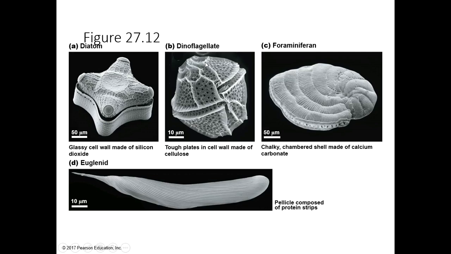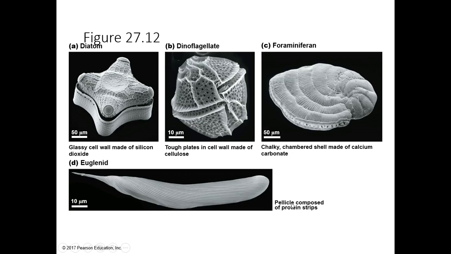Dinoflagellates, these ones that can produce some problems, have cellulose plates that make up the outside of the dinoflagellate, again for strong protection. You can also see chalky chambered shells made up of calcium carbonate. In this case, similar to a shellfish in the foraminiferan. Foramina meaning holes. You can see there's holes in there.